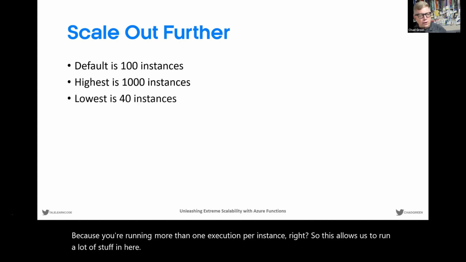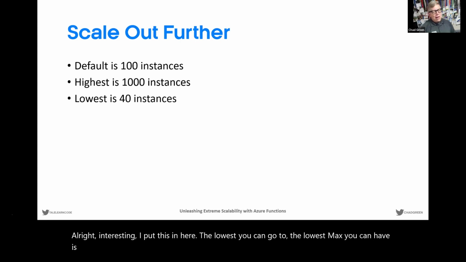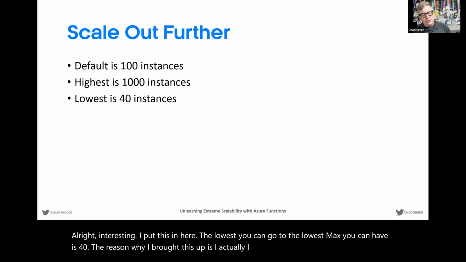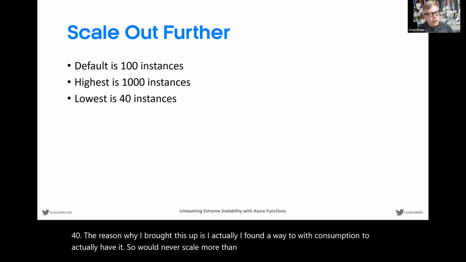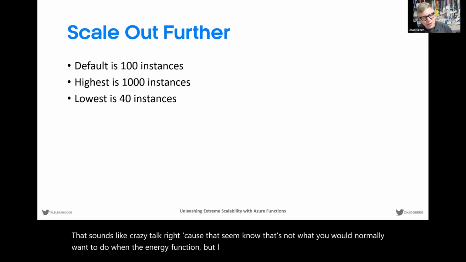All right. Interesting, I put this in here. The lowest max you can have is 40. The reason why I brought this up is I actually found a way with consumption to have it so it would never scale more than 1. That sounds like crazy talk, right? Because that's not what you would normally want to do with an Azure function. But I actually had a need that I could only have something scale up to 1.